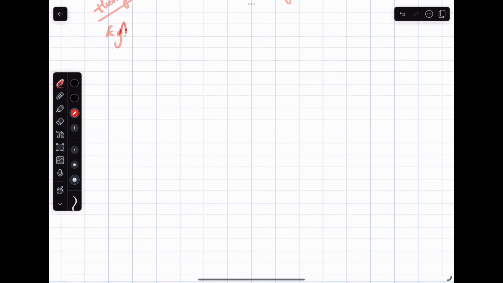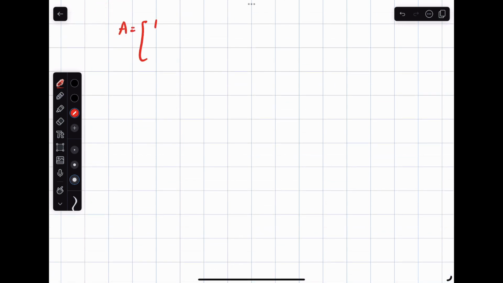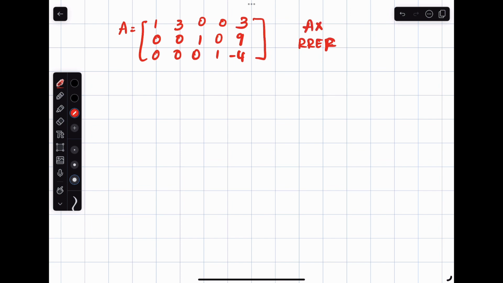Let's move to it. The matrix looks like this. Suppose A is equal to the matrix 1 3 0 0 3, 0 0 1 0 9, and 0 0 0 1 -4, and suppose this matrix is already in the reduced row echelon form and it is of the form Ax is equal to 0. First and foremost, we have to find the pivot and the free variables, since it is already in the reduced row echelon form.